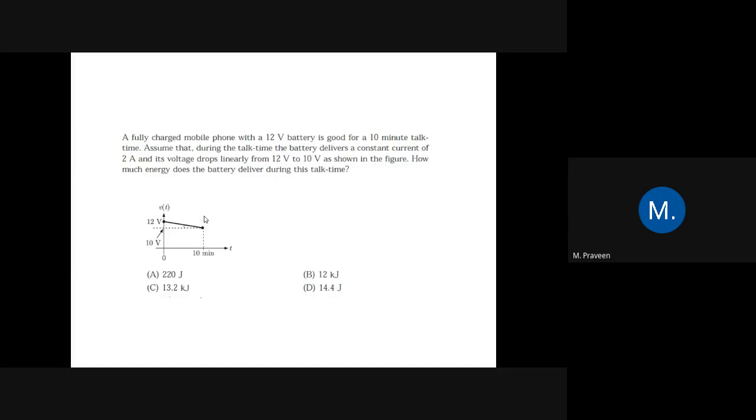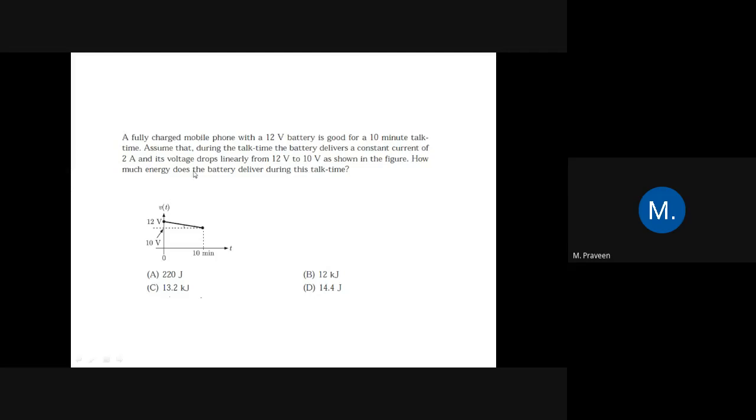Next question. A fully charged mobile phone with a 12 volt battery is good for a 10-minute talk time. Assume that during the talk time, the battery delivers a constant current of 2 amps and its voltage drops linearly from 12 volt to 10 volt as shown in figure. How much energy does the battery deliver during its talk time? So we have to find the energy.